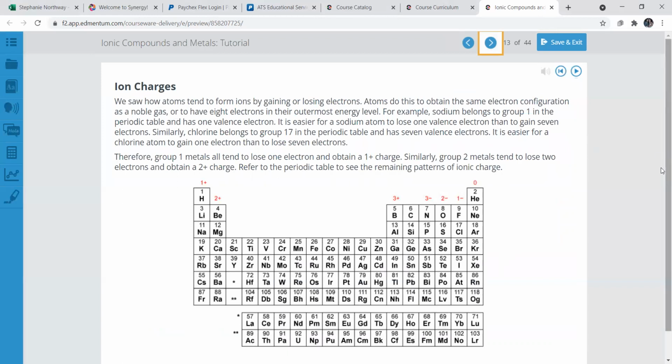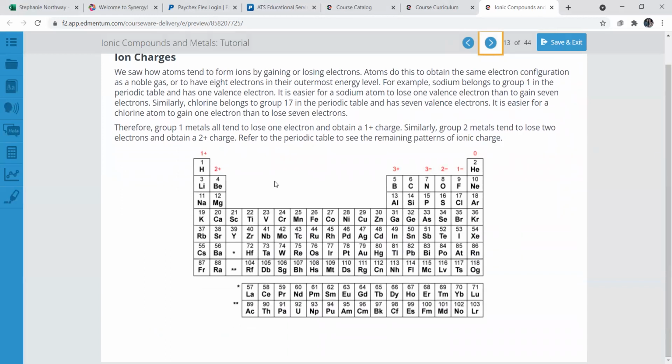Ion charges. This on the periodic table shows the different charges. So these are plus 1, plus 2, plus 3, and then these are negative charges. So we have 3 positive charges and then 3 negative charges, 1 neutral.